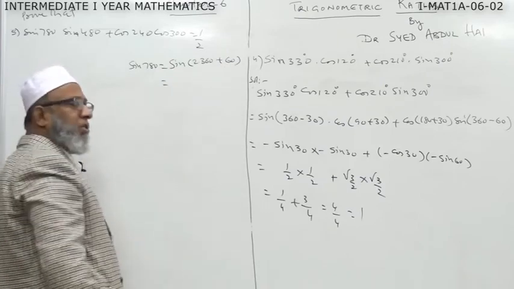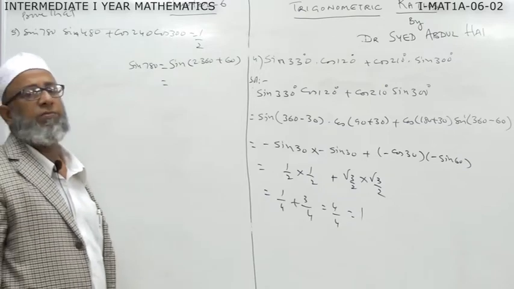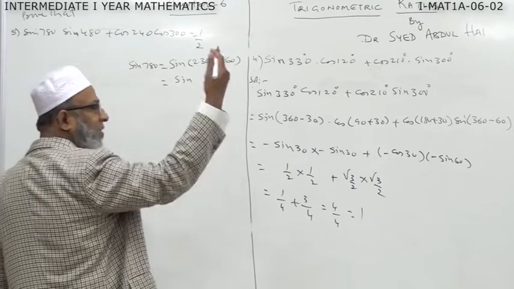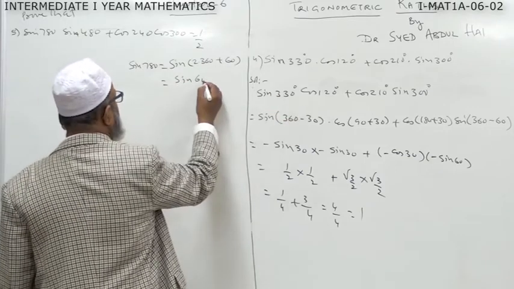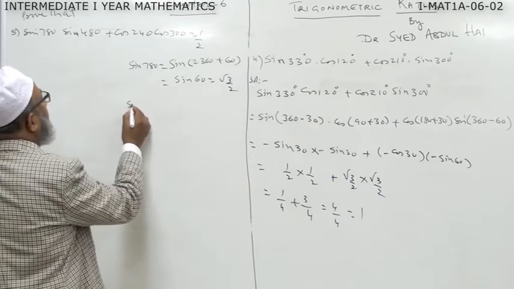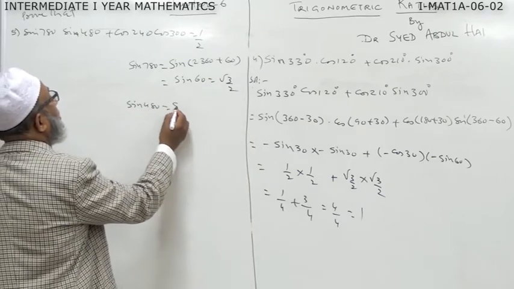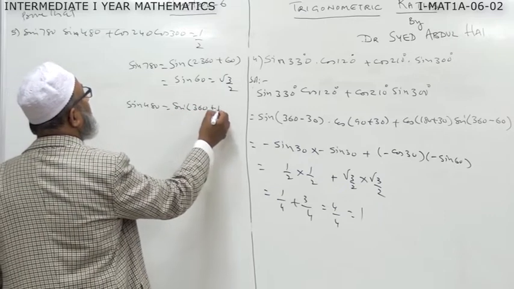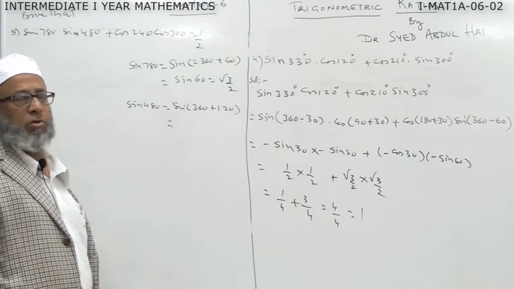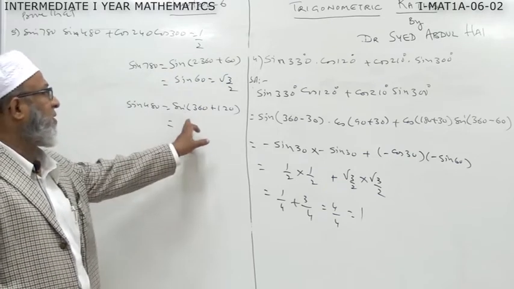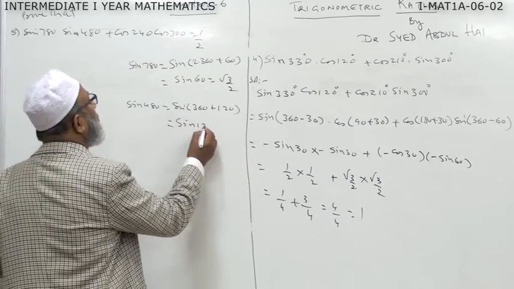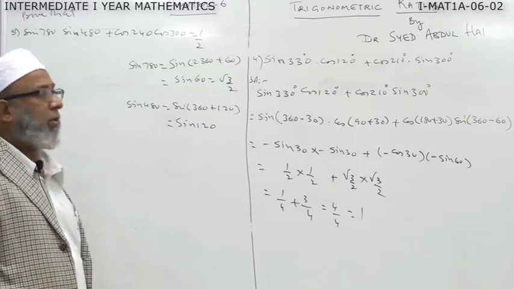Now, sin 360 plus theta, which quadrant? First quadrant. In first quadrant, all ratios are positive, so it remains as it is. It remains on the right hand side, it remains as it is, sin theta, that is sin 60. Sin 60 is equal to root 3 by 2. Sin 480 is equal to sin of 360 plus 120, right? Again, it belongs to the first quadrant, sin 360 plus theta, that is sin theta. So, it is positive.